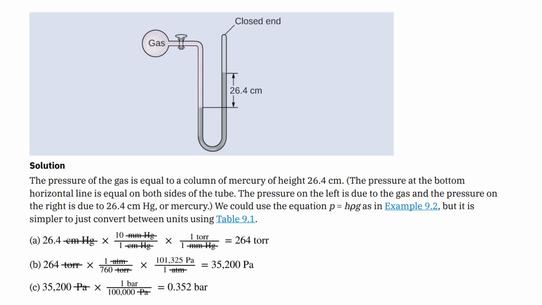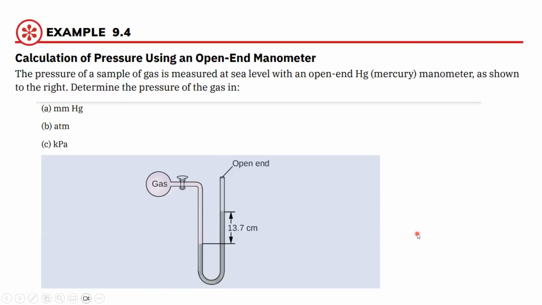And then with these, again, remember, we're always paying attention to sig figs. So we've got 3 sig figs in the initial pressure, 26.4 centimeters of mercury. So that's why we've got 3 sig figs in torr, 3 sig figs in pascal, 3 sig figs in bar. All right. And with the closed-ended ones, I think those are a little bit easier just because there's not really any other piece to consider at all. Just how much does the mercury go up, basically.